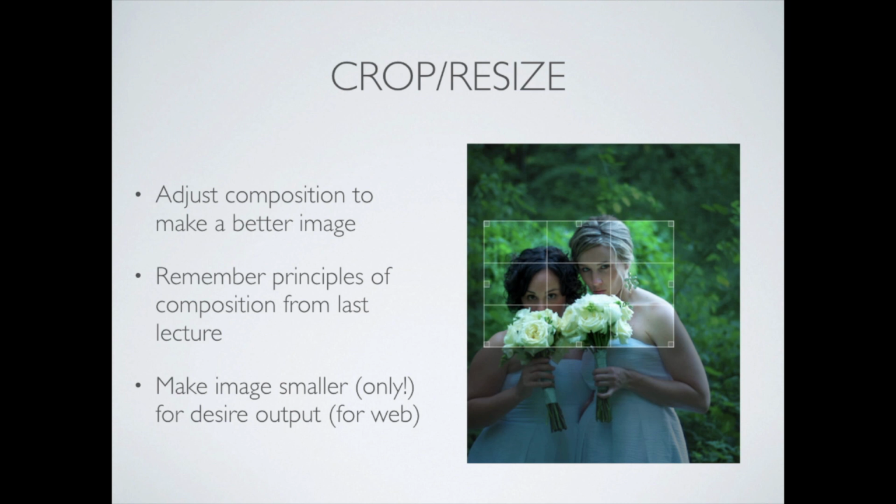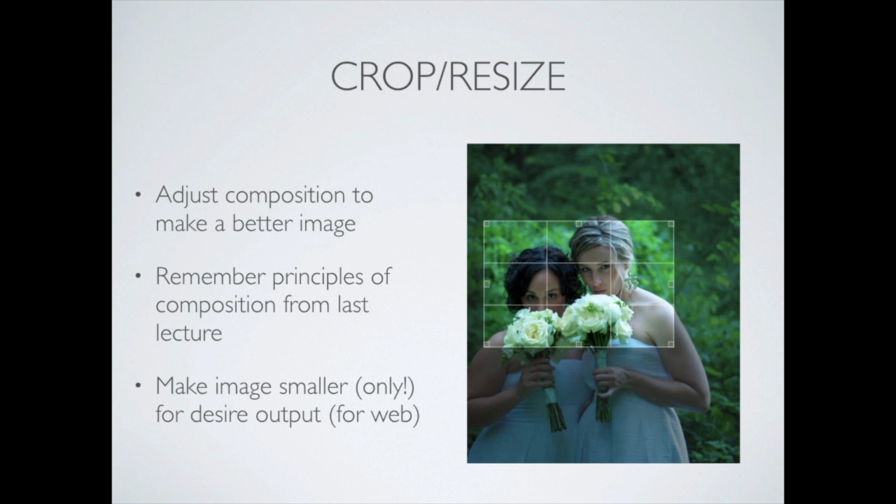Well, the first one, the most common one, is to do some cropping and resizing. So you took this particular image right there, and you say, you know what, I'm going to crop that image to better show these two people. So I'm going to make those adjustments, adjusting for the composition, the rules of composition that I talked about last class. You make those adjustments here.